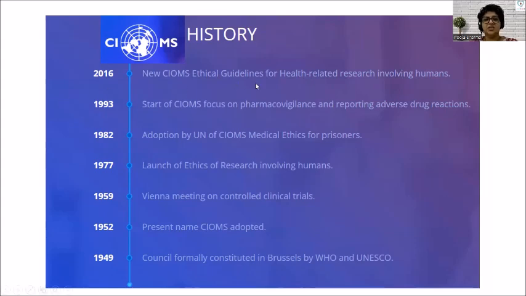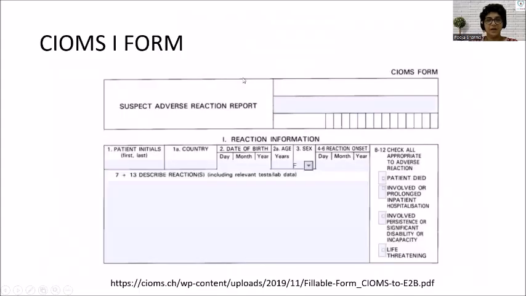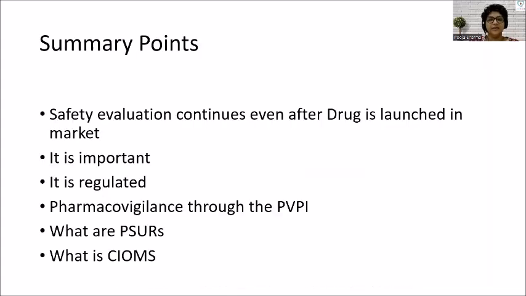In 1993, they started CIOMS focus on pharmacovigilance and reporting adverse drug reactions. Now this is the CIOMS I form. So we've previously seen the form that is used for the Pharmacovigilance Program of India. This is the form that is used by the CIOMS team. So I will recommend all of you to actually Google the CIOMS I form and look at the details of it.